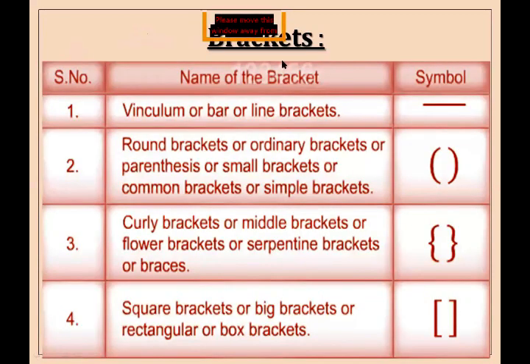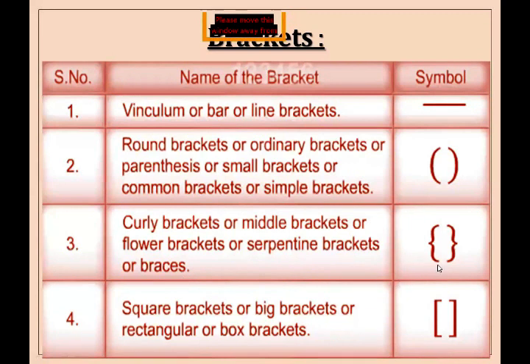Okay students, here are some forms of brackets which are used to solve the further rules. The names of the brackets are: the first one is vinculum or bar or line brackets. The symbols are like this. The second one is round brackets or ordinary brackets or parenthesis or small brackets or common brackets or simple brackets, just like that. The third one is curly brackets or the middle brackets or the flower or the serpentine brackets or the braces.